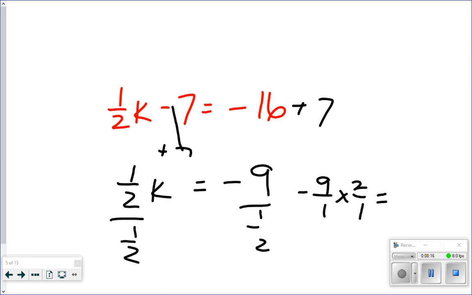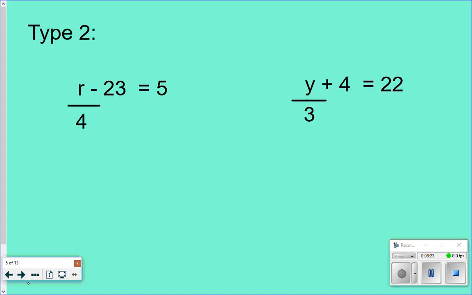What questions do you have for type 1? Anybody have questions on these types of problems? Okay, let's go to 2 then. 2 looks like this: R divided by 4 minus 23 equals 5.